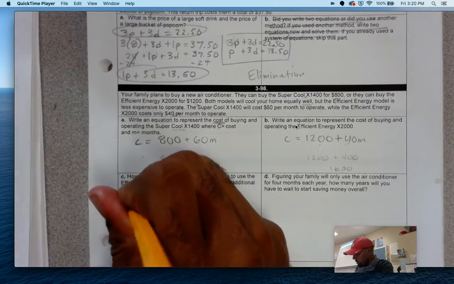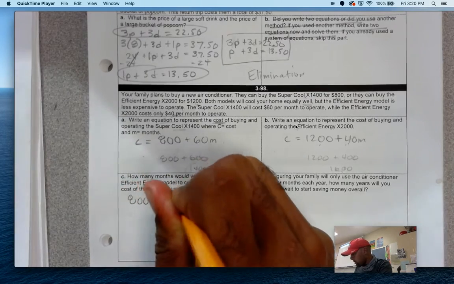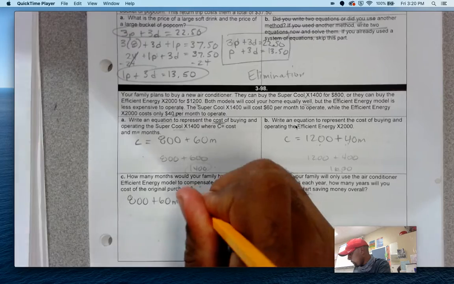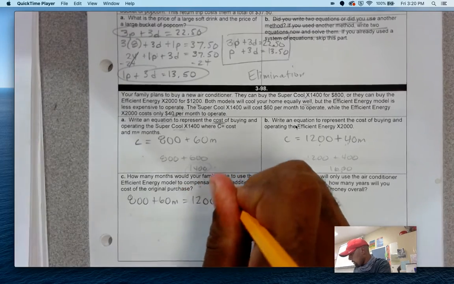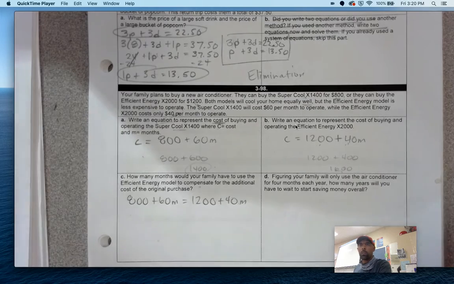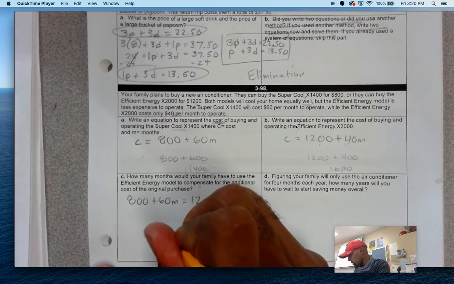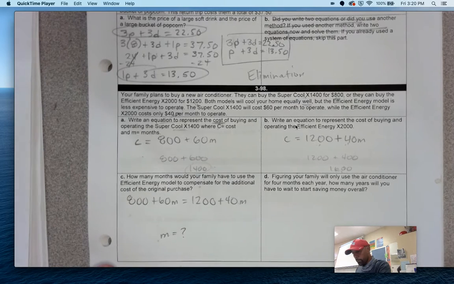So to figure that out, you are going to take both equations and set them equal because you want to know when they will be the same. So now here's your job. Solve for m. That's all you need to do. Okay, solve for m. Okay, so figure out when will the cost be the same.